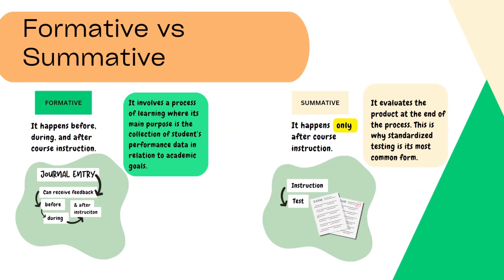So the main idea is that formative assessment happens before, during, and after the course of instruction. For instance, if you assign a journal entry and the student is writing, she can receive feedback before and during and after she's done with the journal entry. And so it's a process. This is where learning happens. It involves a process of learning, and its main goal is the collection of students' data.